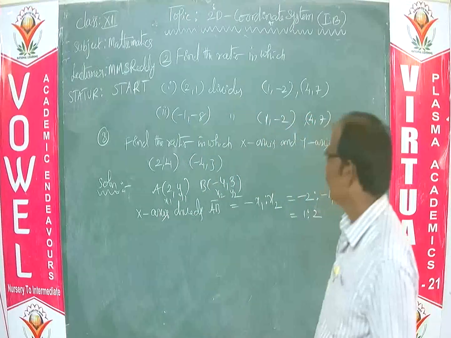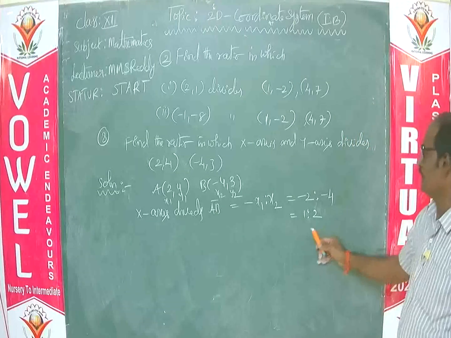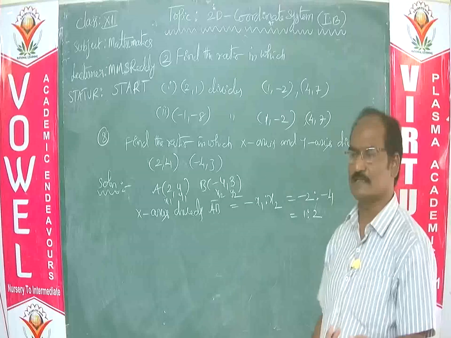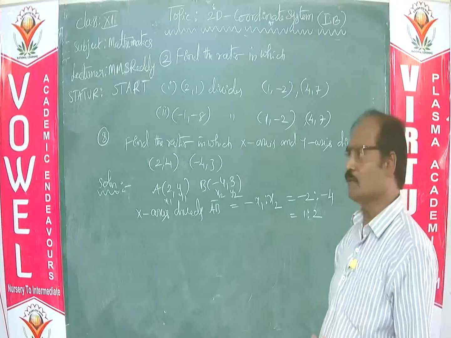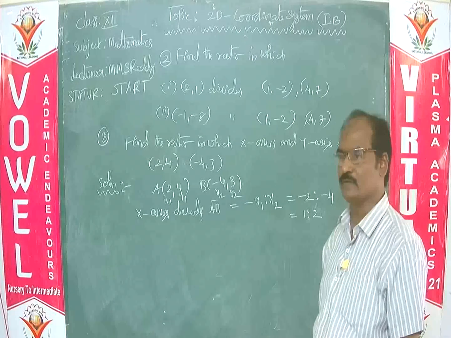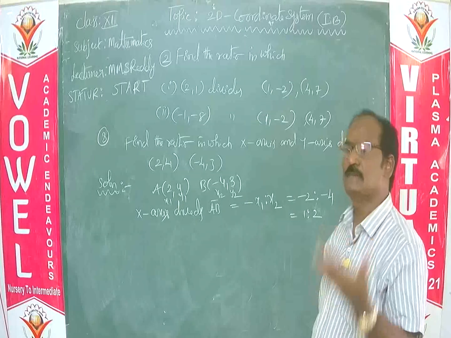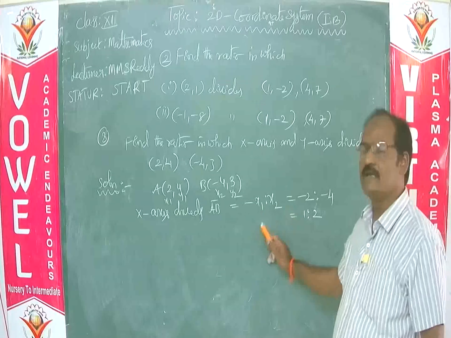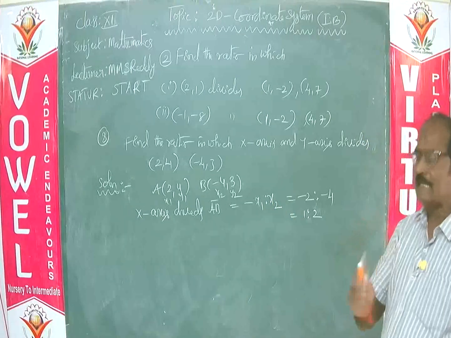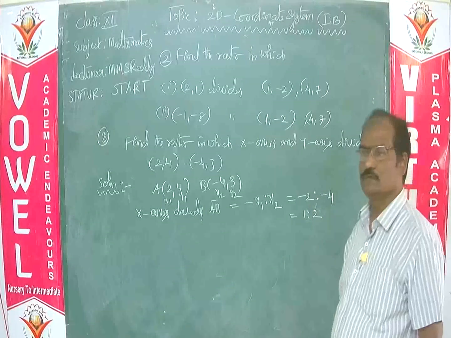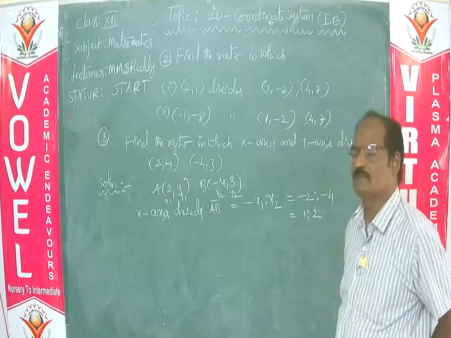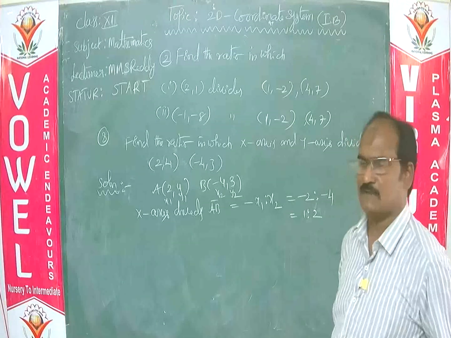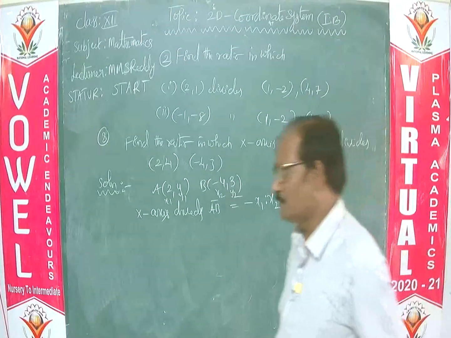So the x-axis divides the line segment joining AB internally in the ratio 1 is to 2, because in the ratio m is to n, if both m and n are positive or both are negative, the product mn is positive. Hence the x-axis divides line segment AB internally in the ratio 1 is to 2. Based on this we can find the coordinates of that point also by using the formula mx2 plus nx1 by m plus n, my2 plus ny1 by m plus n.